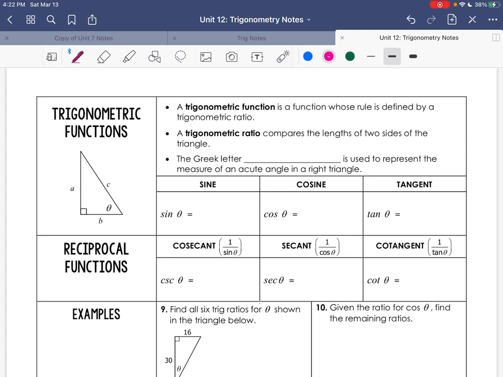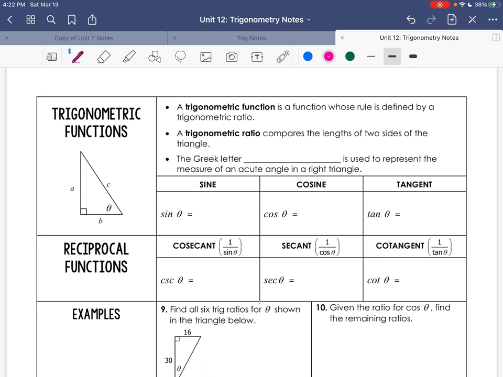All right, this is the second page of the notes, trigonometric functions. You guys have heard of sine, cosine, and tangent for sure. You may have heard of cosecant, secant, and cotangent, but you maybe haven't. And so we will definitely talk about all six of these.